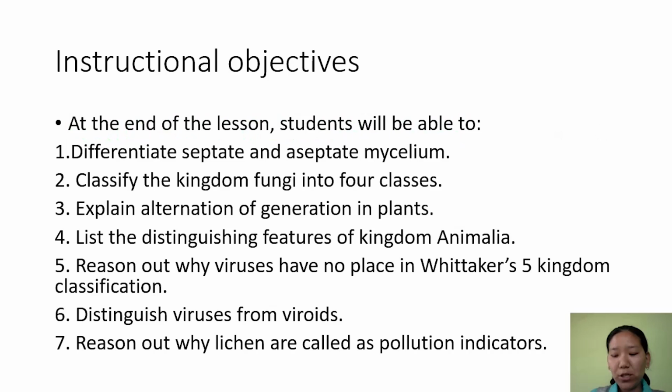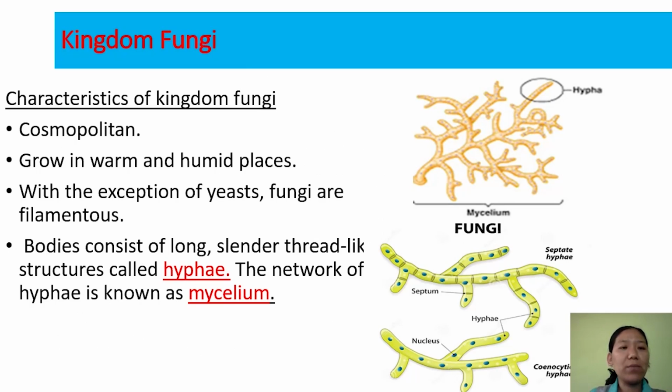So the instructional objectives of this class are, you'll be able to differentiate septate and aseptate mycelium, classify the kingdom Fungi into 4 classes, explain alternation of generation in plants, list the distinguishing features of kingdom Animalia, reason out why viruses do not have a place in Whittaker's 5 kingdom classification, distinguish viruses from viroids, and reason out why lichens are considered a pollution indicator. Okay, now the third kingdom, that is kingdom Fungi.